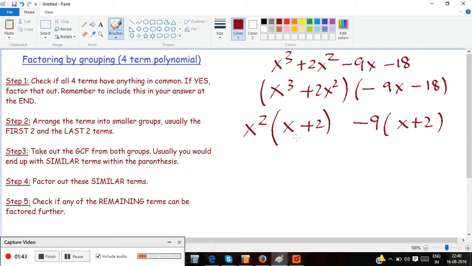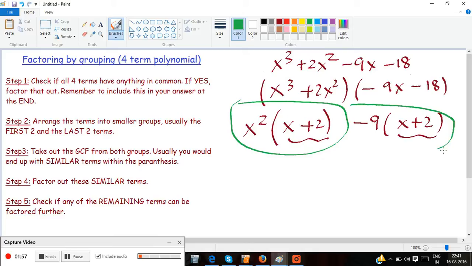It usually happens that there is a common term in these kinds of problems. So again, x plus 2 is common to both these terms. Now we have 2 terms left. I take out x plus 2, which means I divide through by x plus 2, leaving me with x squared as the remainder of my first term and a negative 9 here.